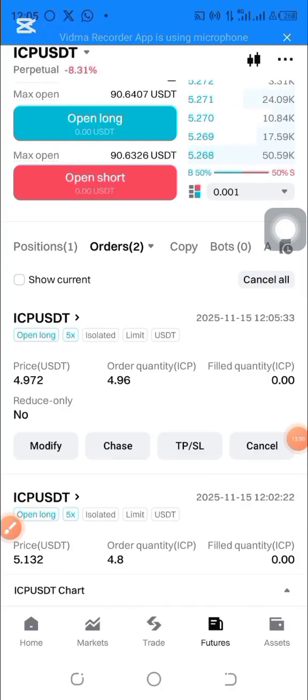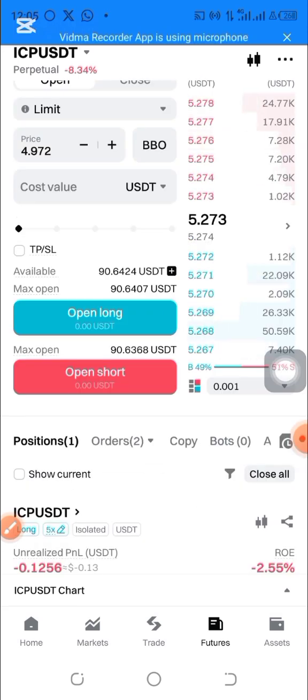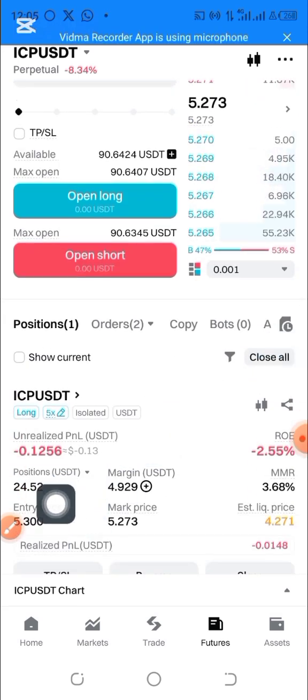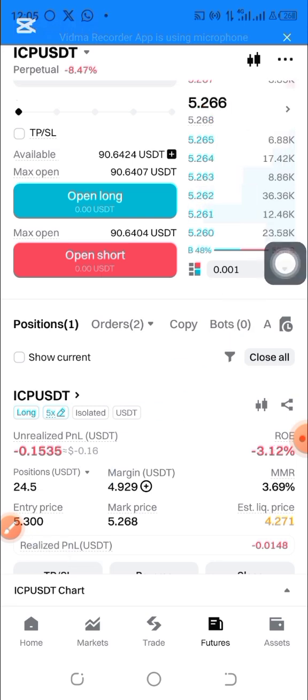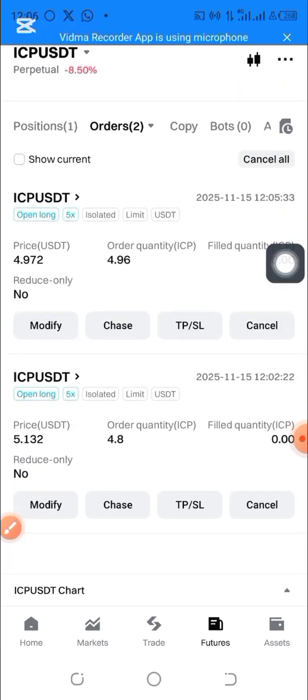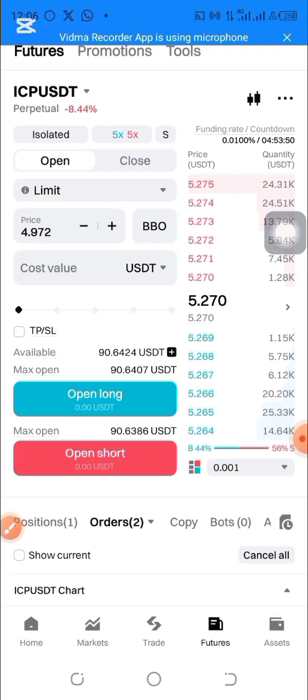So this is very simple, guys. I spent the first $5 when ICP was around $5.3. The remaining $5 I have split to be triggered once the price of this ICP comes down to 5.132. I will spend the next $5. And in case the market keeps coming down, then I will still spend the next $5 here at 4.972. By doing that, I have dollar cost averaged into this ICP at 3 different intervals. That is what dollar cost averaging simply means.